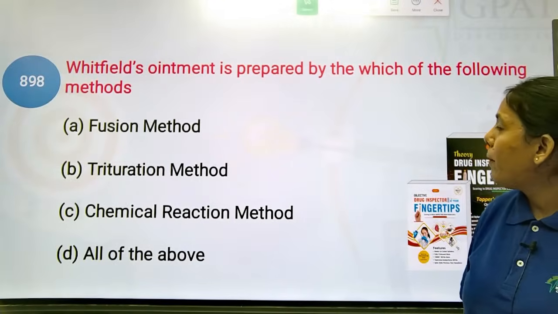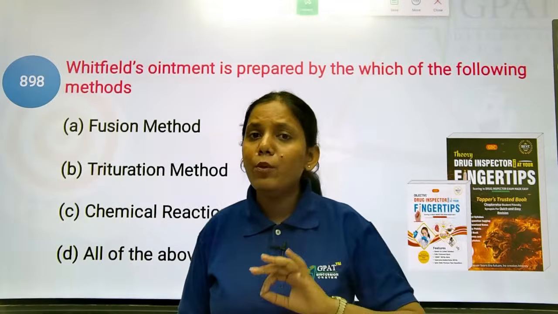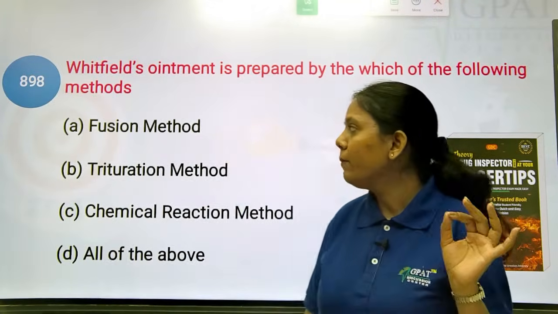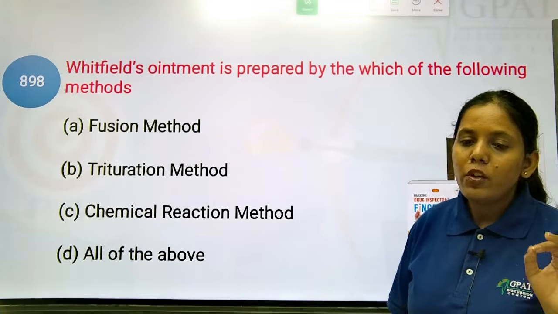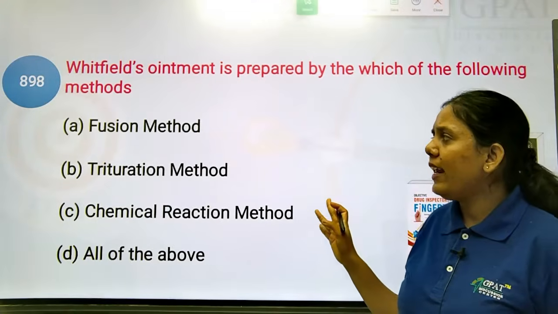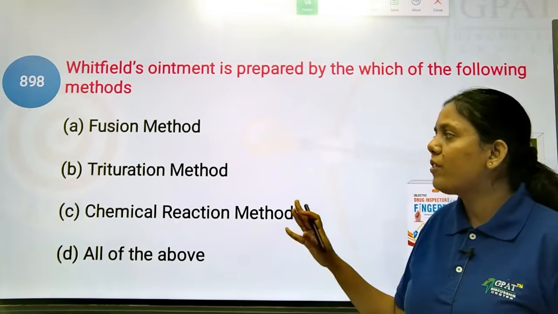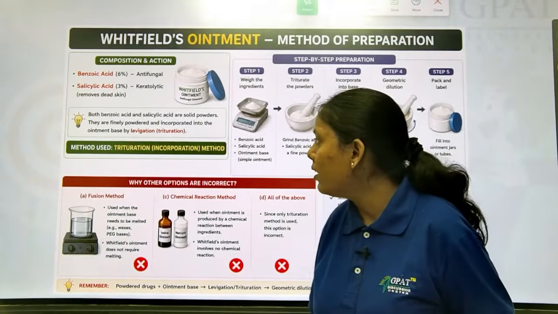Whitfield ointment is prepared by which of the following? Depending upon the type of ointment, we use different methods that are suitable: fusion method, trituration, chemical reaction, all of them. So when it comes to Whitfield ointment, which method are we using? We are not using any kind of reaction or fusion. We use the trituration method. Option B is the right answer.